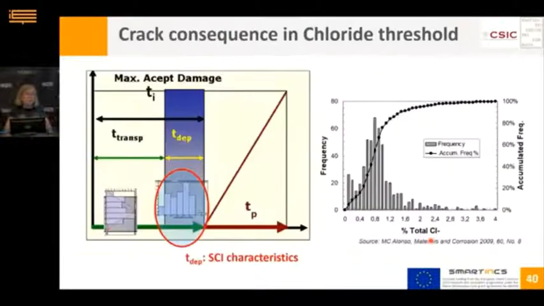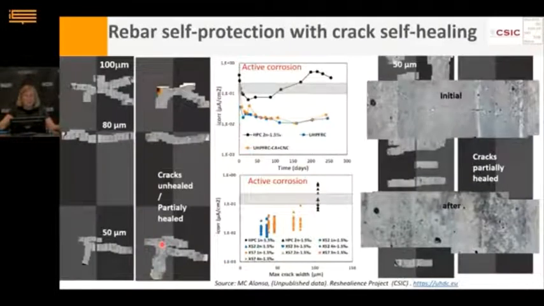And perhaps to say a few words about the crack state, we notice a clear effect on the chloride threshold due to different factors. The presence of cracks affects the chloride threshold significantly and decreases it. However, there are very few data on that. In our experience in the Resilience project, using different crack levels in the reinforcement, we clearly observed a retardation of the corrosion initiation, depending on the crack size and the type of concrete. This was high performance concrete and ultra high performance concrete.